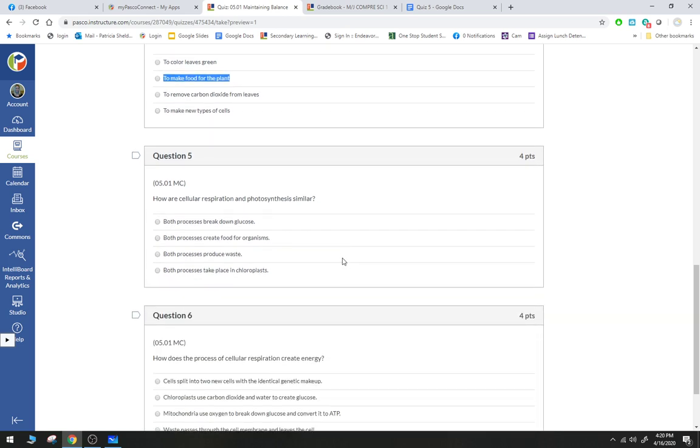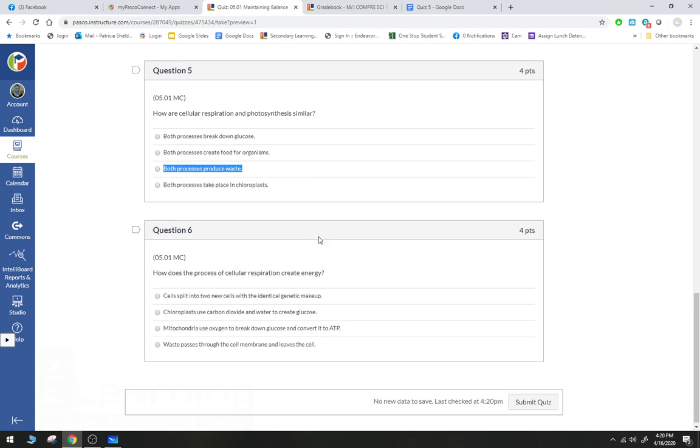How are photosynthesis and cellular respiration similar? This one was a little hard. They both produce waste. Okay, because we breathe out carbon dioxide, and photosynthesis breathes out oxygen when it's done.